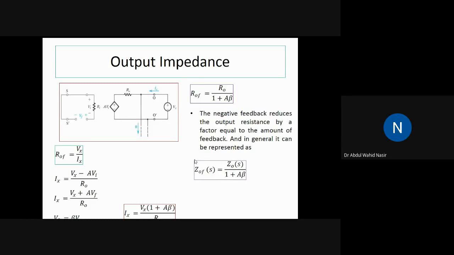So we have seen after the analysis that if we have negative feedback for a series shunt feedback amplifier, or a voltage amplifier, in that case, it improves the input and output resistance. It improves the input resistance by increasing it by a factor of 1 plus A beta, and it improves the output resistance by decreasing it by a factor of 1 plus A beta.